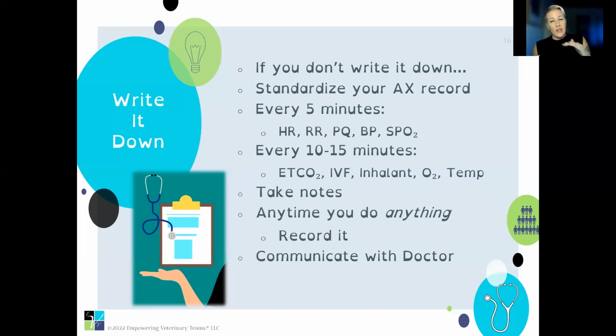Every 5 minutes, you're going to be checking heart rate, respiratory rate, pulse quality, blood pressure, and pulse ox. Every 10 to 15 minutes, check your capnograph and your IV fluid rate, what the inhalant percentage is, what the flow of oxygen is, how many liters per minute, and the patient's temperature. That's what I've been taught.